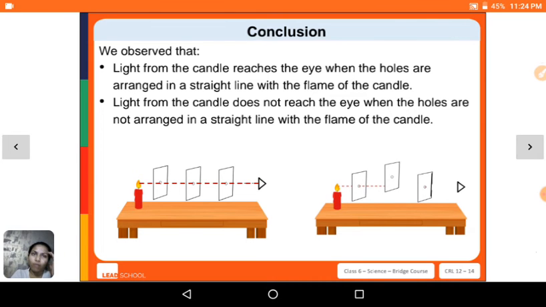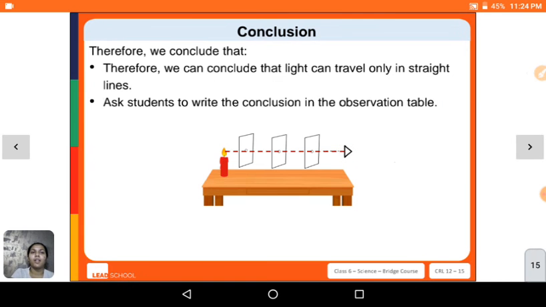So now, what can we conclude? In the last, what do we conclude from this: when the light was coming from the candle to the eye, the holes were all in a straight line, and now when the light from the candle does not reach the eye, the holes were not all arranged in a straight line, so we cannot see the candle's light. Therefore, at the last we can conclude that light travels in a straight line. Okay, so question number 3 answer: light travels in a straight line. We can conclude that light is traveling in a straight line.